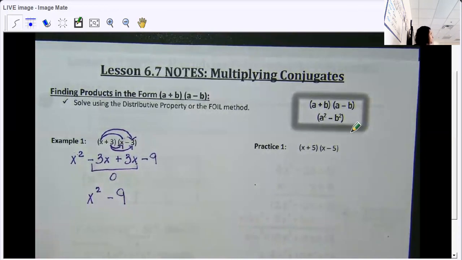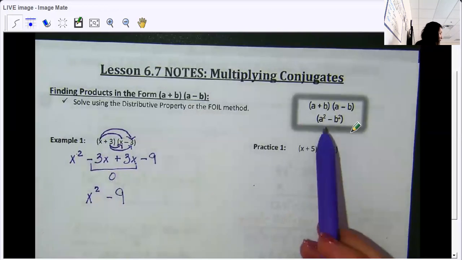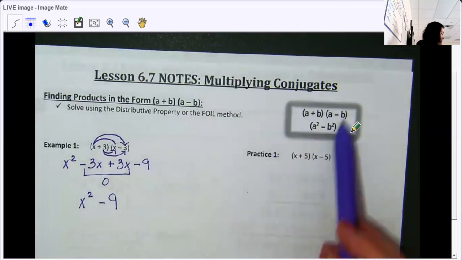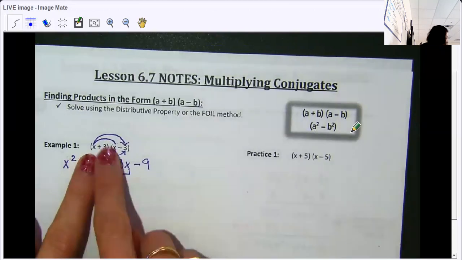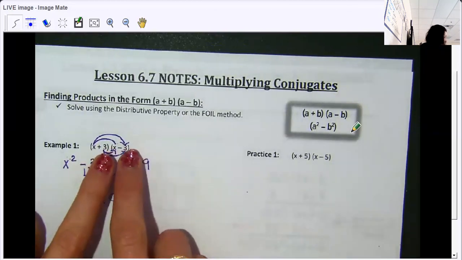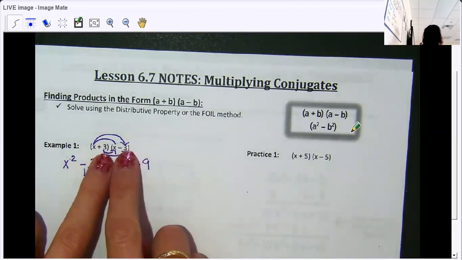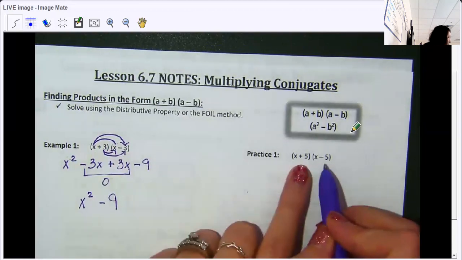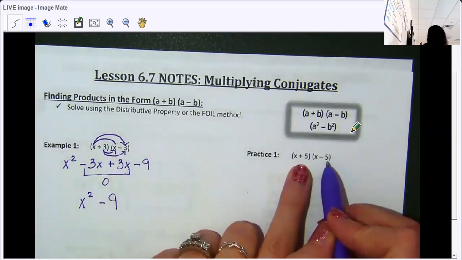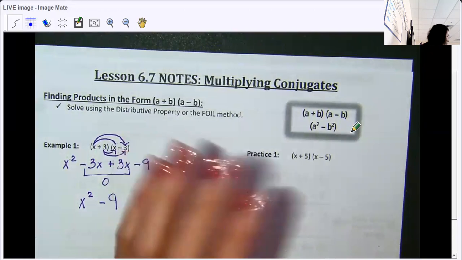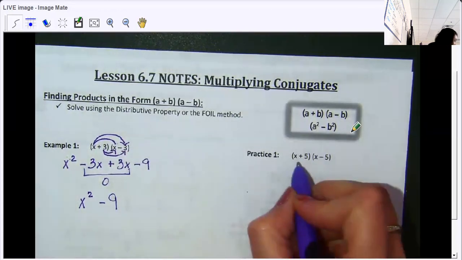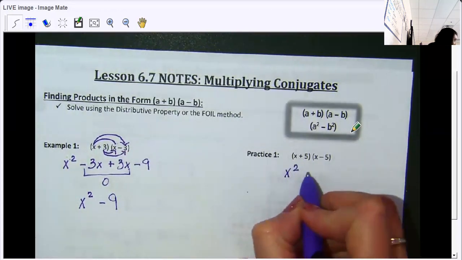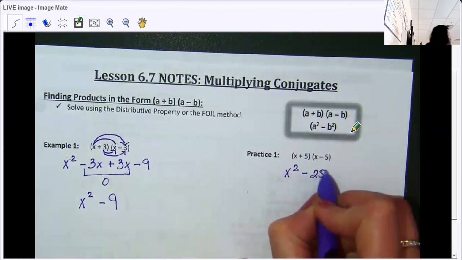So could we just skip that whole process of writing down the -3x plus 3x? Yes, you could. What you're basically doing, if you look at this example right here, is that you're squaring the two first terms and you're squaring the second two terms, or multiplying them together. Okay, so if you look at this one, you know that you're adding the 5x and you're subtracting the 5x. So those are going to disappear. So you could just say the answer here is going to be x squared minus 25.